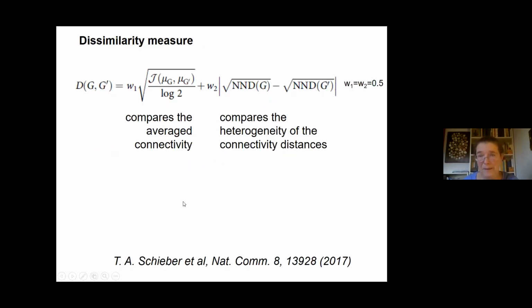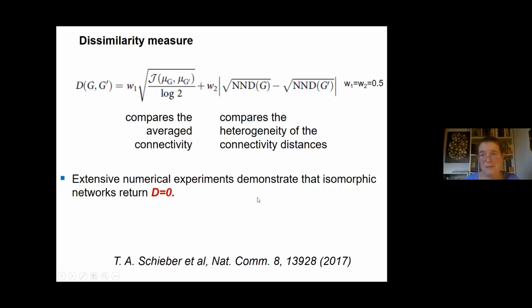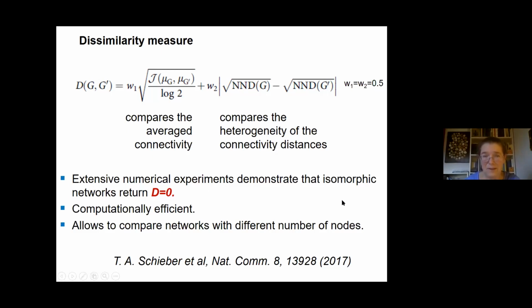And then, using this measure, we can compare 2 different networks, G and G prime, using this formula. It looks complicated, and in fact it is, because it tries to solve a problem that is not simple. But we have done extensive numerical experiments, and we have demonstrated that this formula gives 0 only if the 2 networks are exactly the same, isomorphic. It's also computationally efficient, and this allows us to compare networks with different numbers of nodes, because eventually we are comparing node distance distributions.